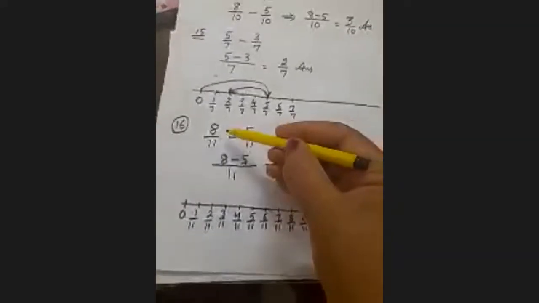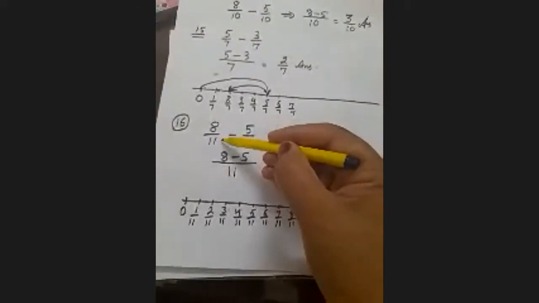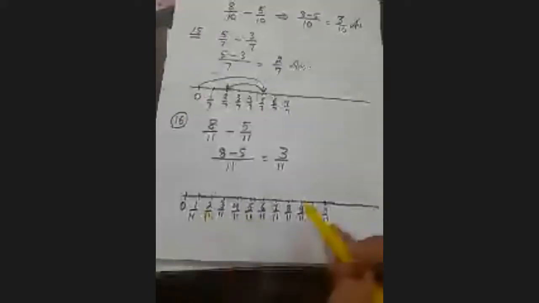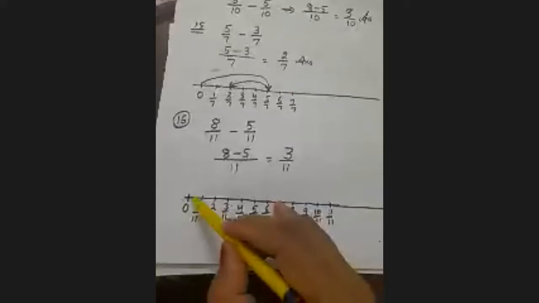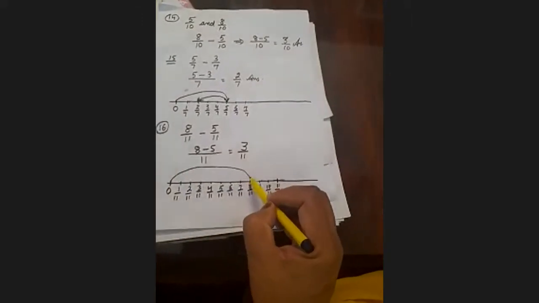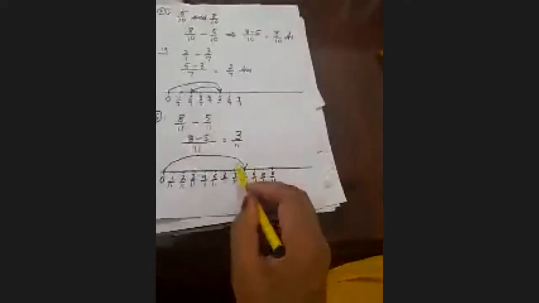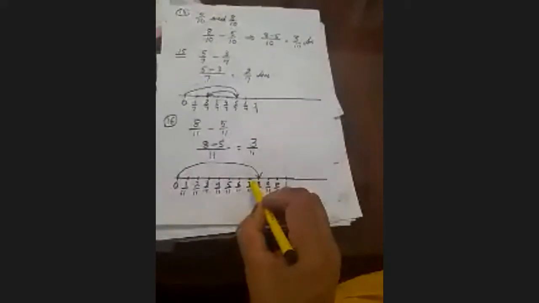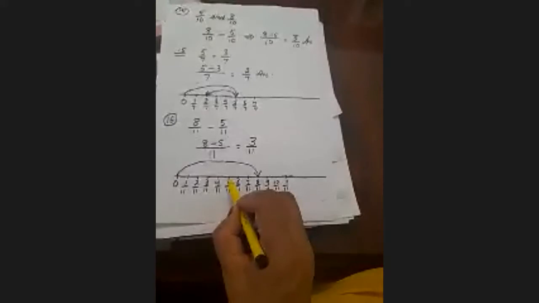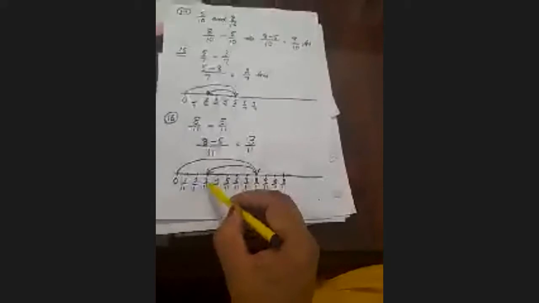Now, your first number is 8 upon 11. So, we'll start from 0 to 8. This one. 0 to 8. We are subtracting 5 upon 11. Now subtract 5 steps. 1, 2, 3, 4, 5. From 8 upon 11, we are subtracting 5 upon 11. So 5 steps back. 1, 2, 3, 4, and 5. So start here and reach at 3 upon 11.